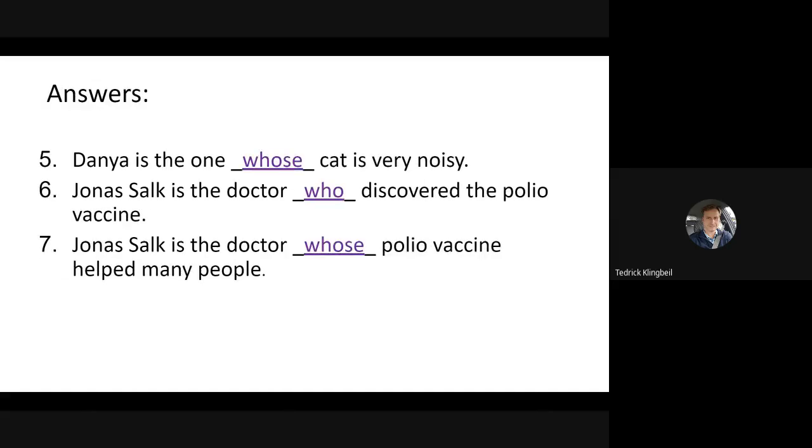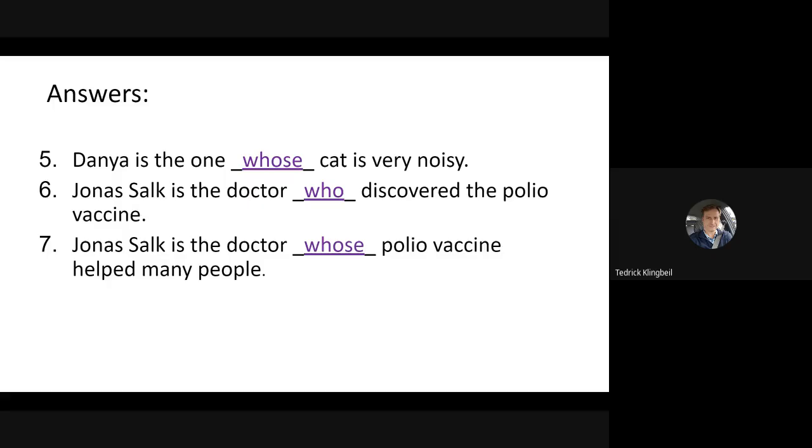Danya is the one whose cat is very noisy. Okay. Number 6, Jonas Salk is the doctor who discovered the polio vaccine. Number 7, Jonas Salk is the doctor whose polio vaccine helped many people.